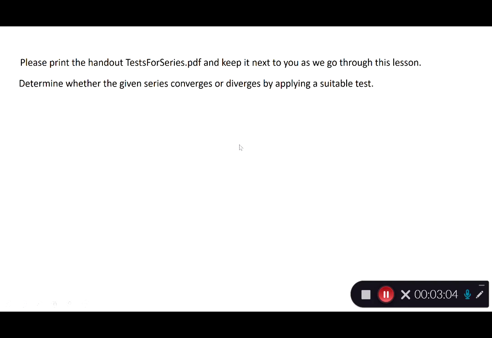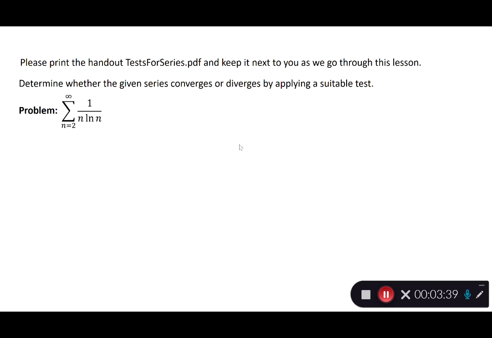Determine whether the given series converges or diverges by applying a suitable test. So let's say something like this. I will tell you that we need to apply the integral test to this one. Why, how, let's not worry about that. If you look at the handout, tests for series, the very first one is the divergence test, and the second one is the integral test. So that integral test is what we need to apply for this particular problem.